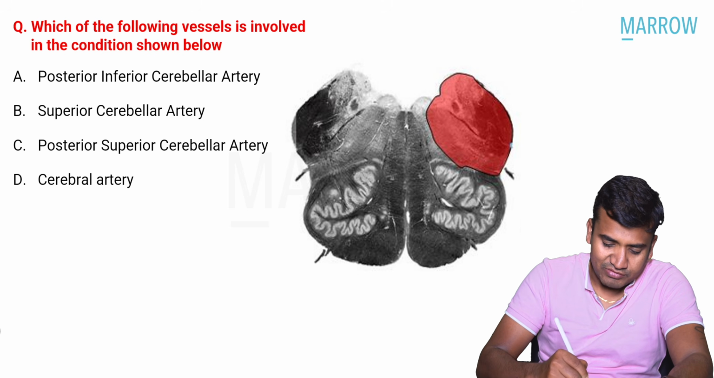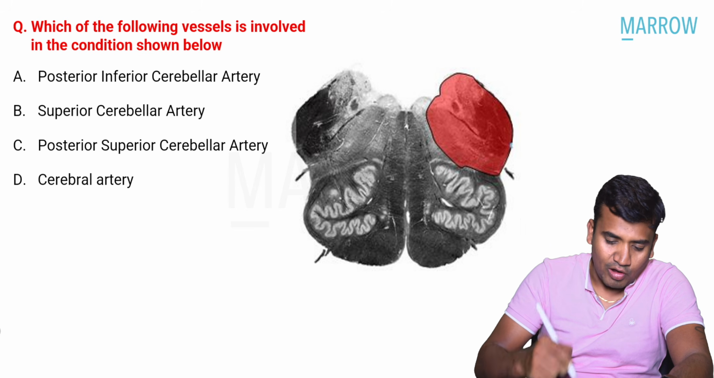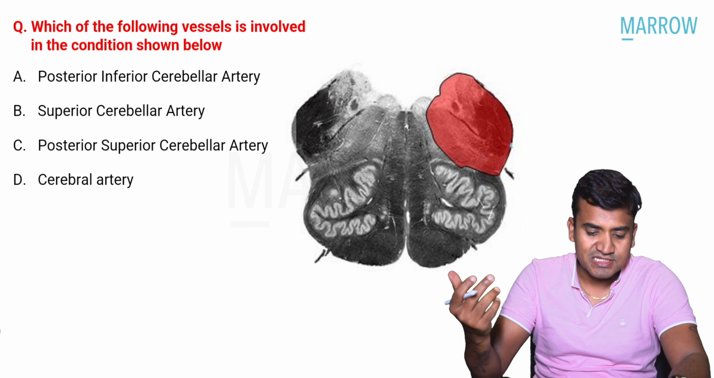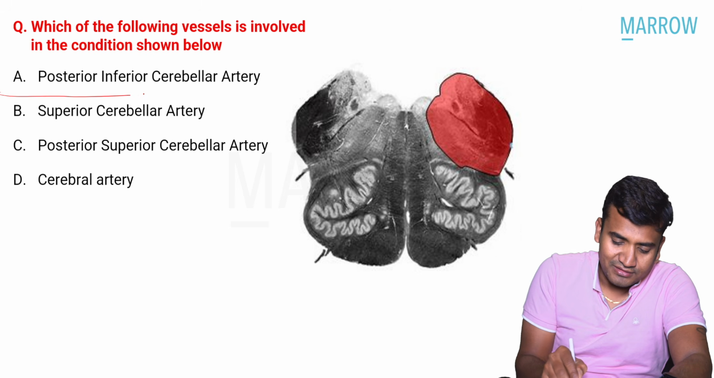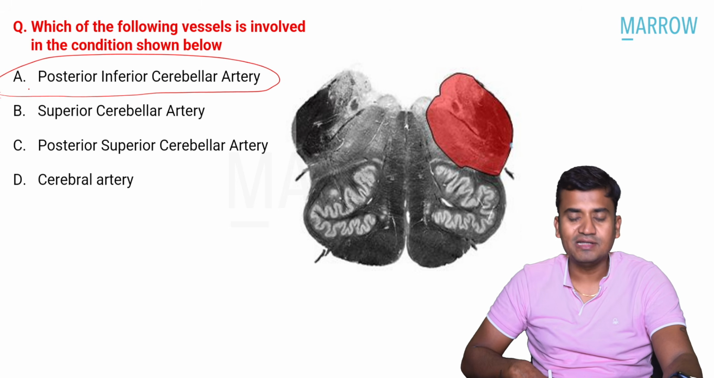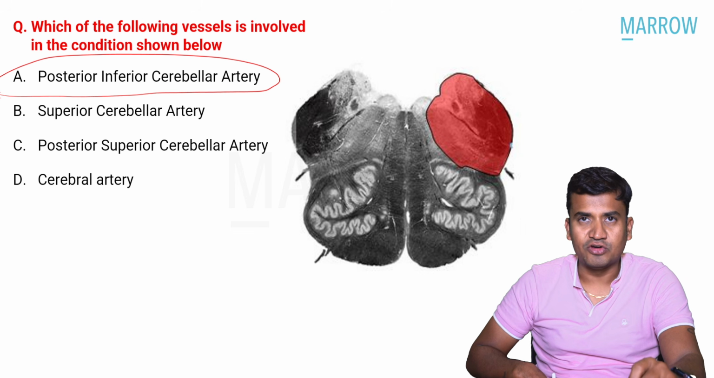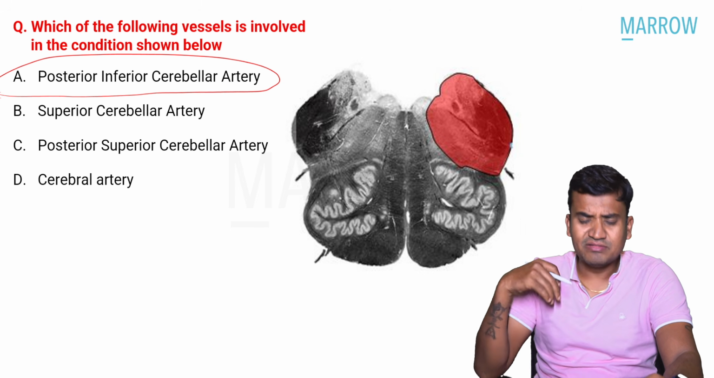So the image they gave is lateral medullary syndrome or Wallenberg syndrome. The best answer is vertebral artery, but vertebral artery is not given. Then what is our answer? Posterior inferior cerebellar artery. That is the answer for this question.